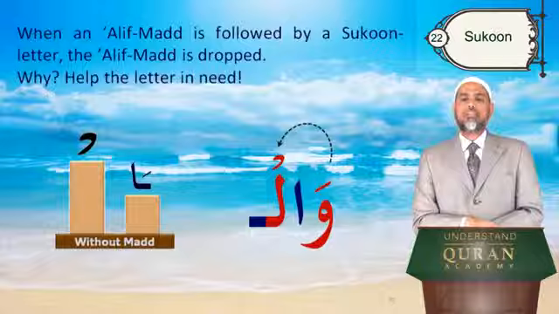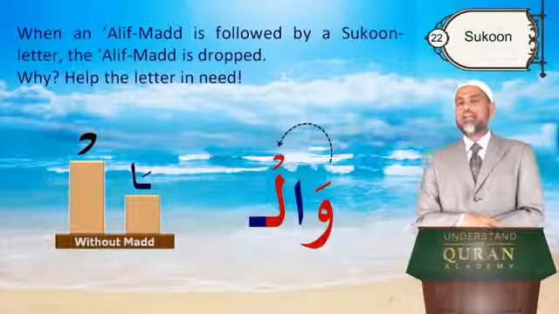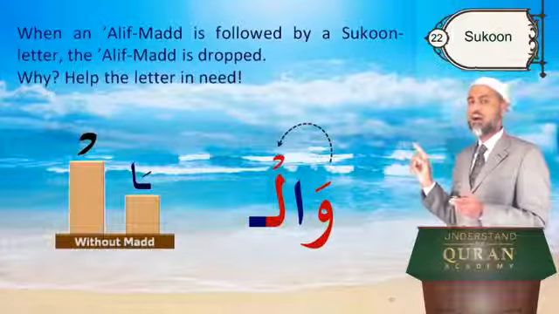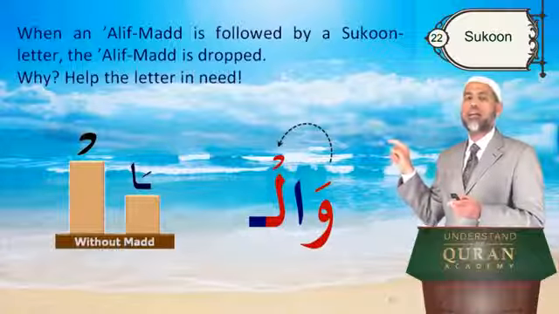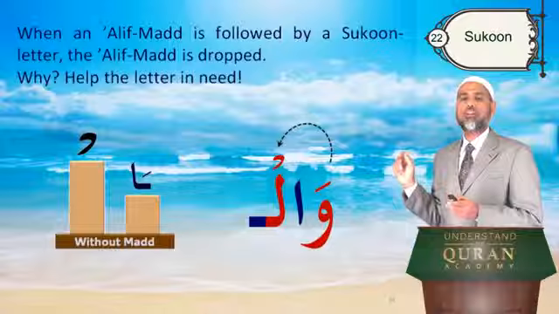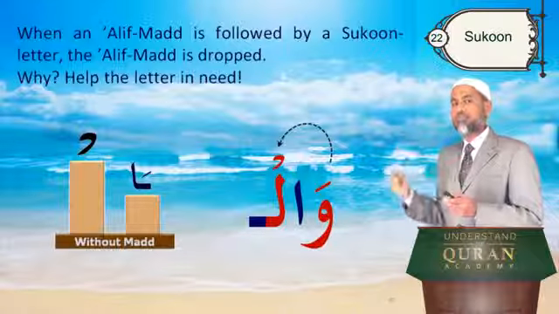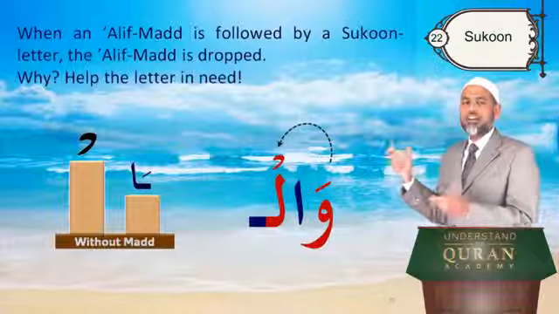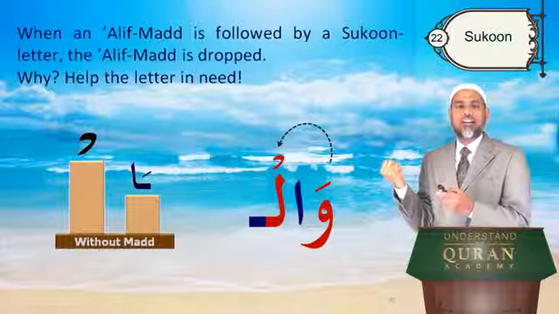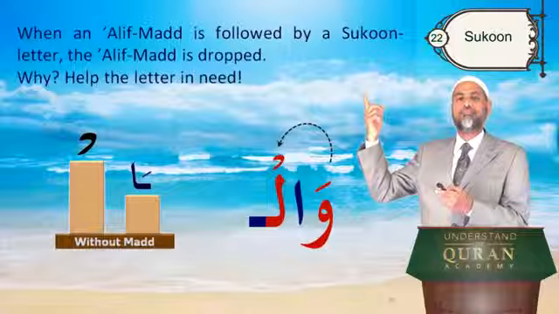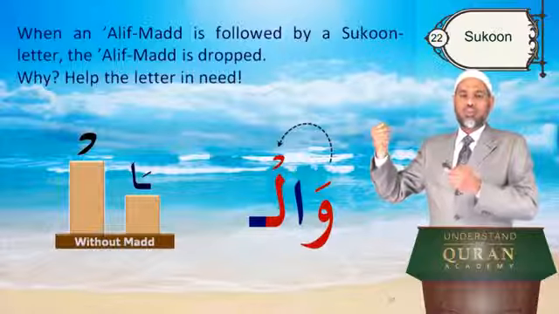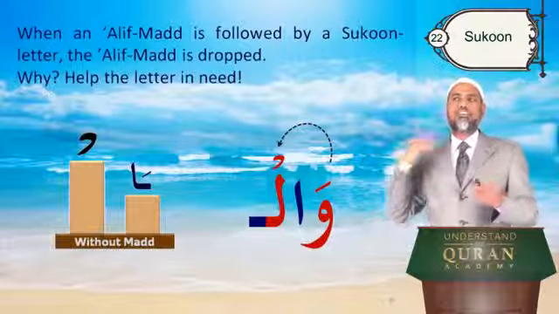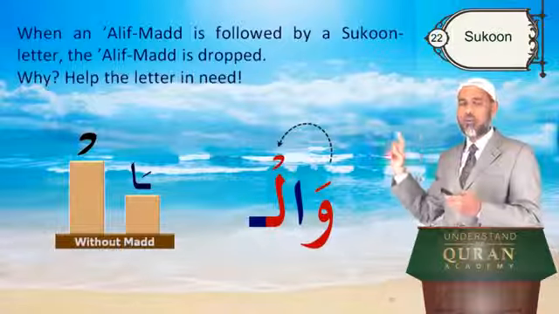Now let's take some more cases. When an alif mad is followed by sukun. Like here you see wa, and then you have lam, and lam has sukun on it. Then the alif mad is dropped. Why? Because you see the graph there, alif mad is weaker compared to sukun there. So sukun is stronger, it will catch the attention. It will not allow you to give wal, like wal.